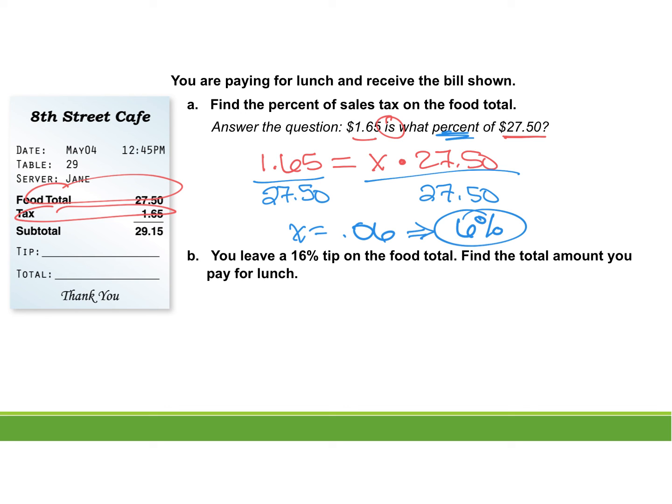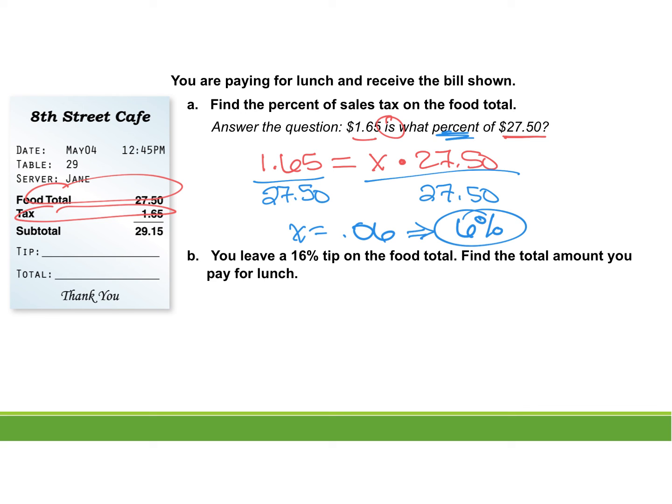So at a restaurant, this is very typical. You usually get your food bill, they apply their tax, and you get your subtotal. Then before you leave or your parents leave, they usually leave some type of a tip for your waitress. So for part B, it says you leave a 16% tip on the food total. So the food total is $27.50. So you want to find out the amount you pay for lunch.